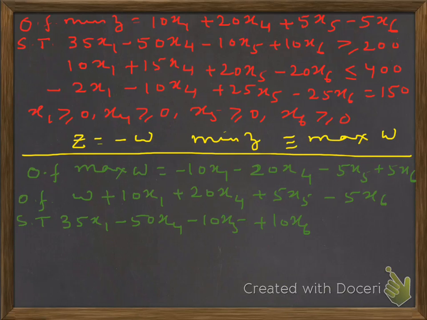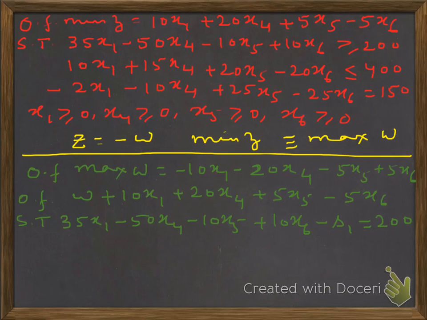Here the constraint is greater than equal to. So since the left hand side is greater than equal to, and you want to make this equal to 200, you'll have to subtract something. So we subtract a variable s1, which is called a surplus variable, and this is equal to 200. That is, the left hand side is equal to 200.